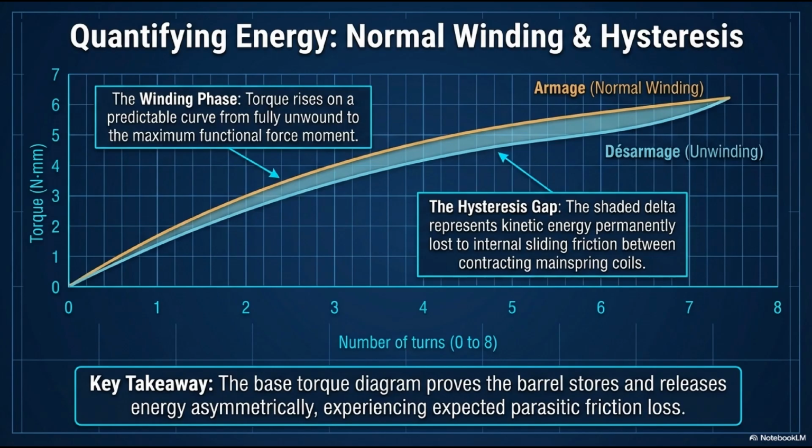The shaded delta between these two curves is called the hysteresis gap. What is this? It represents kinetic energy permanently lost to internal sliding friction. As the hundreds of coils of the mainspring rub tightly against each other while unspooling, they bleed off energy as heat. This base diagram proves that a barrel stores and releases energy asymmetrically, experiencing expected, unavoidable parasitic friction loss.